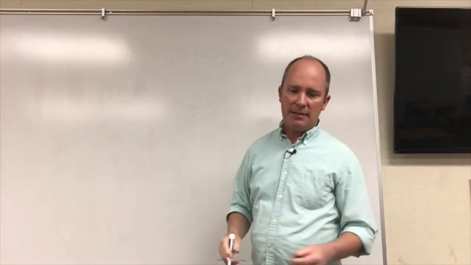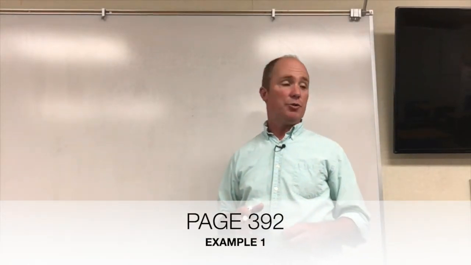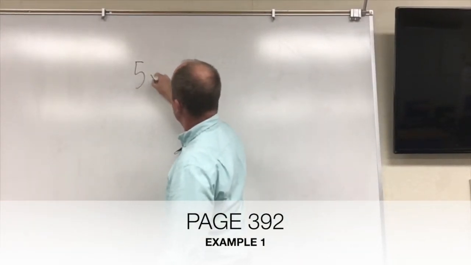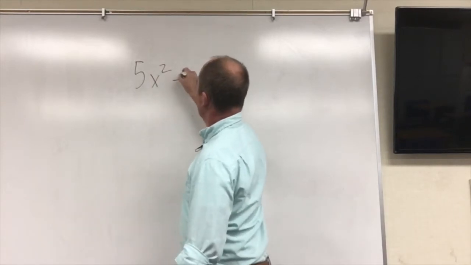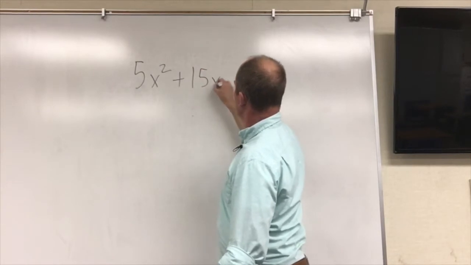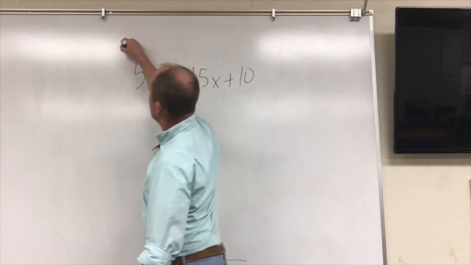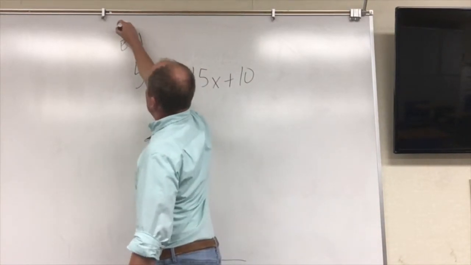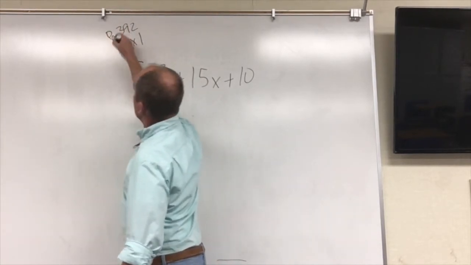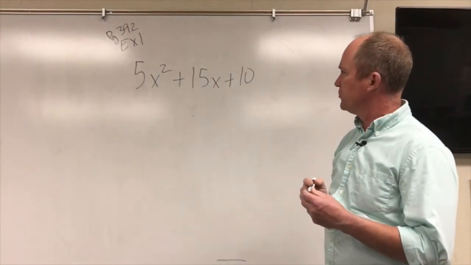So if you look at example number 1, which is on page 392, let me just make sure I got my numbers here. We have 5x squared, plus 15x, plus 10. So all I'm doing is looking at example number 1 on page 392. If you want to follow right along with us here, as we're doing this in class like we normally would.